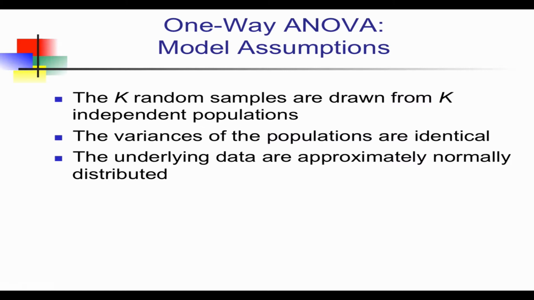And then the third assumption is that the underlying data are approximately normally distributed. Again, you can see it's a little bit more strict as well. The reason is that for the central limit theorem to kick in for three or more populations, you really need a much larger sample size. So if the underlying distribution of each population is normal, you are safe here. Okay, so those are the three key assumptions: independent populations, same variance, and normal distribution.